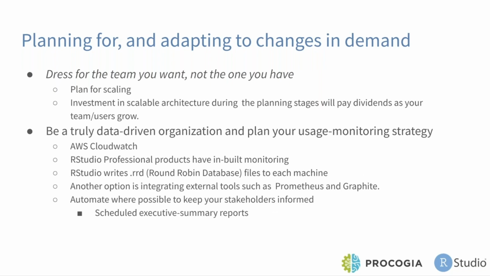So one of the jokes we have is that you dress for the team that you want, not the team that you have. That essentially means plan for scaling and invest in a scalable architecture during the planning stages, because it makes a lot more sense to plan in advance than to worry later that you didn't take the necessary steps in the planning and deployment stages to facilitate a team that could have grown over time. So it certainly pays to measure twice, cut once, to plan in advance and to plan for something that can scale as your team scales.